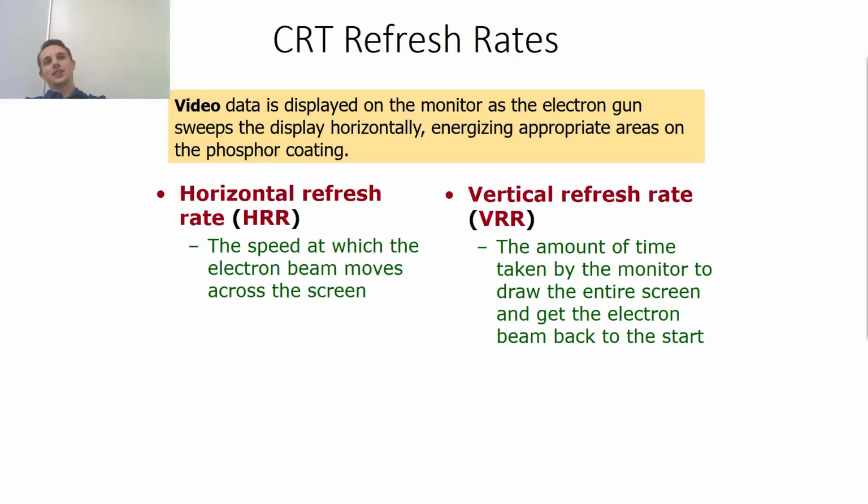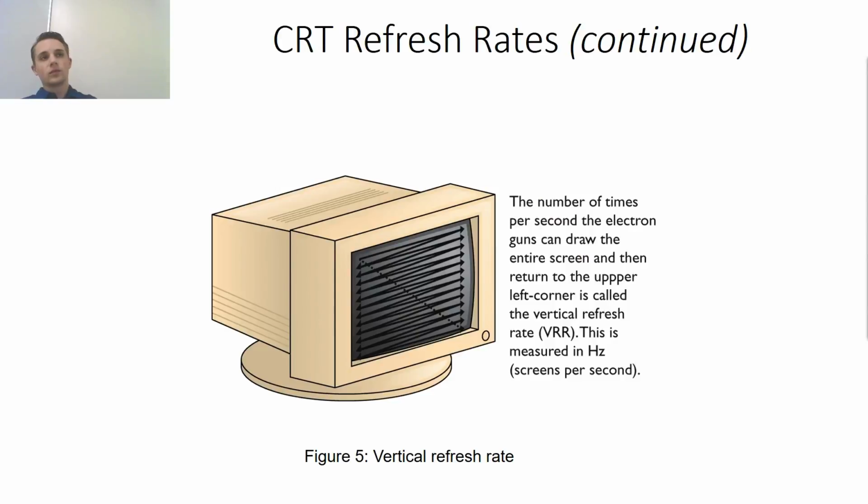So horizontal and vertical refresh rate. So horizontal is the speed at which the electron beam moves across the screen, and the vertical refresh rate is the amount of time that the monitor takes to draw the entire screen and get the electron beam back to the start. So basically the vertical refresh rate is how quickly the display can display whatever is changing on the screen. And that's just the pattern it moves when it's updating it, and that happens so quickly, and the only way you can see that is with a camera. You'll see it flickering.